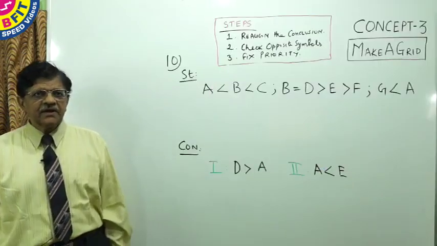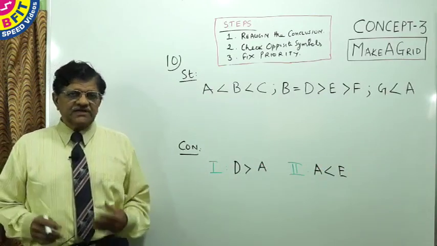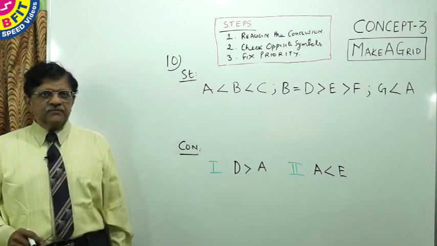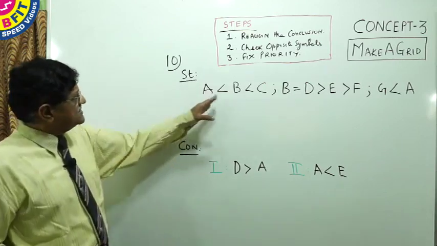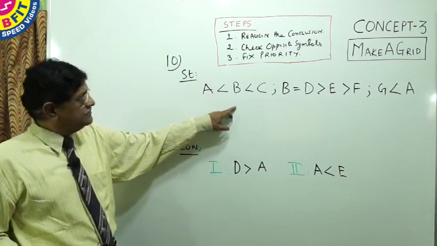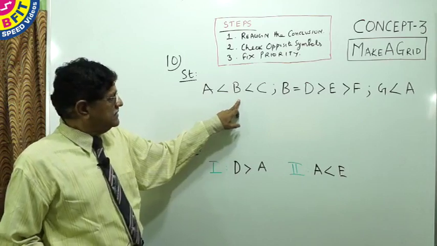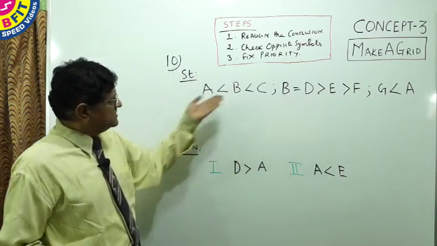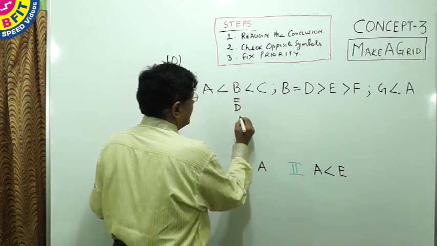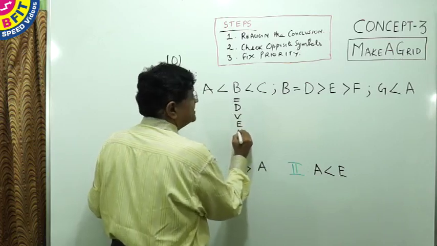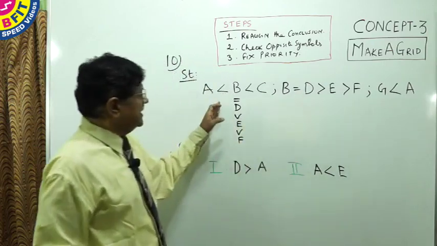In this question, we have three statements, but we have got only two conclusions to check. It's a fairly simple one. Now we have to form a grid for these statements. A is less than B is less than C. This is one statement. Then B is equal to D. We have to incorporate here. So let us incorporate the second statement into the first statement. B is equal to D is greater than E is greater than F. So I have incorporated the second statement into this grid.